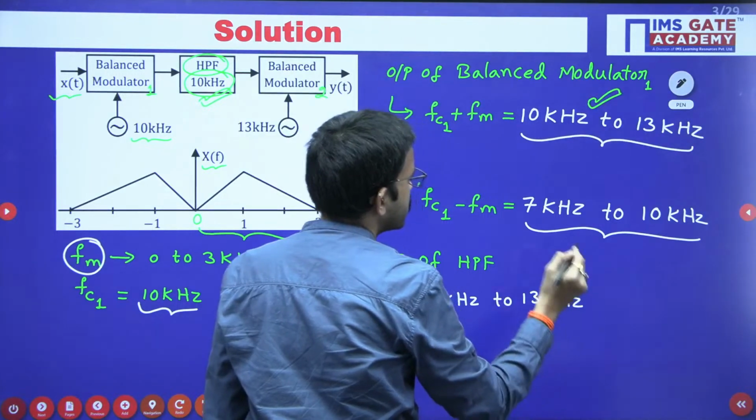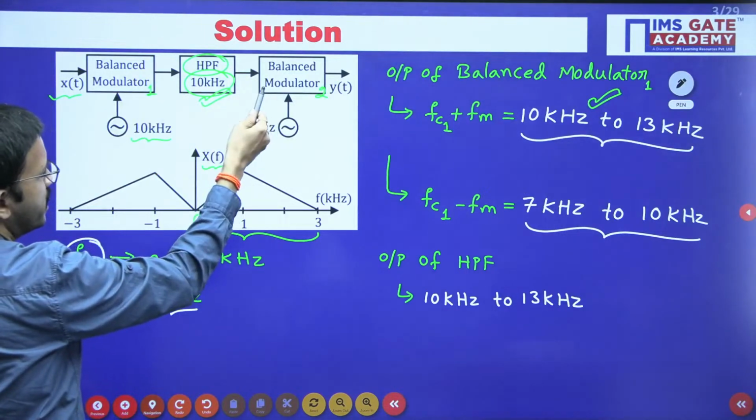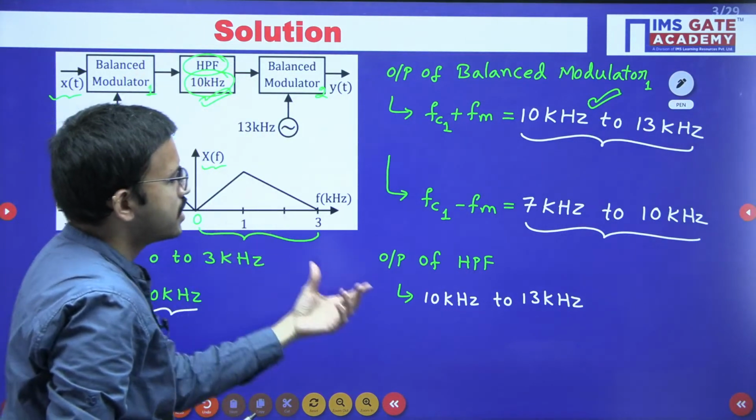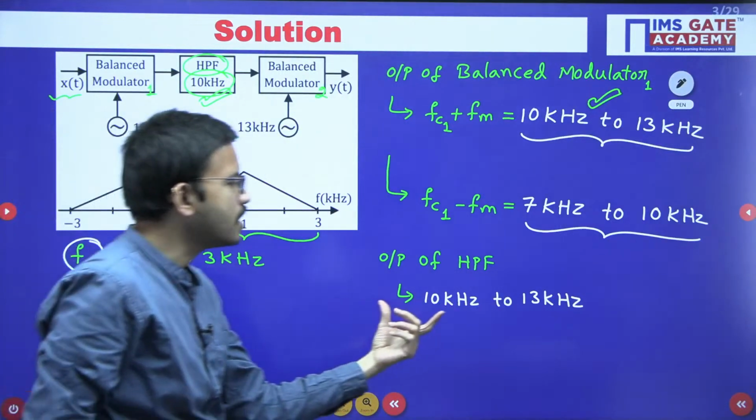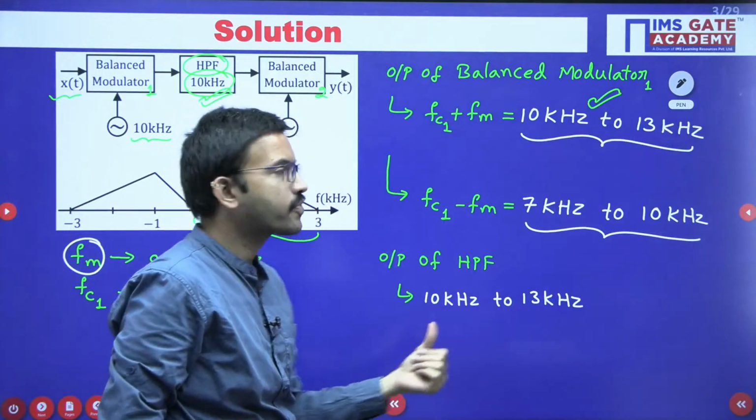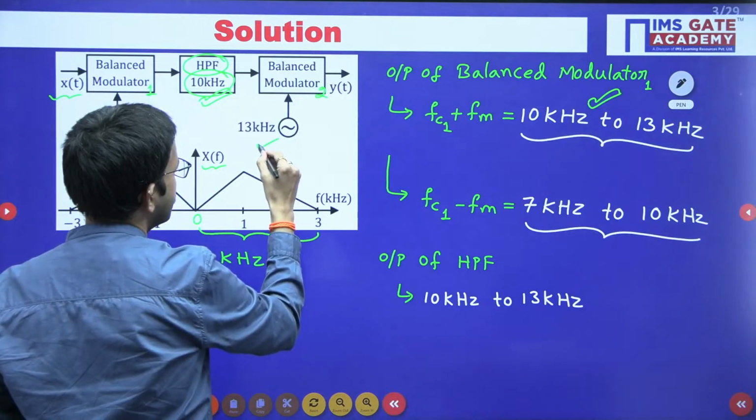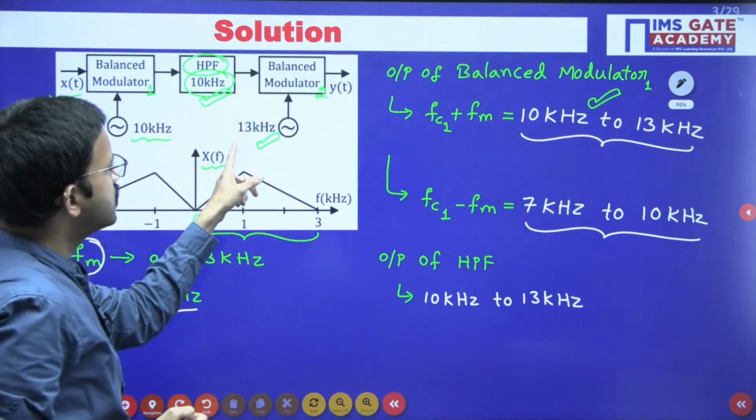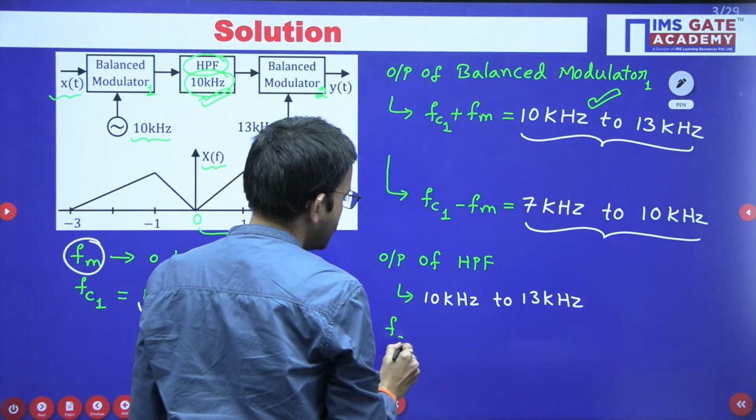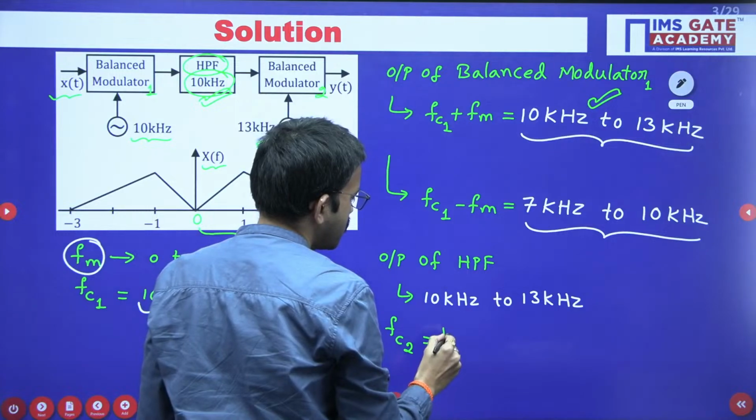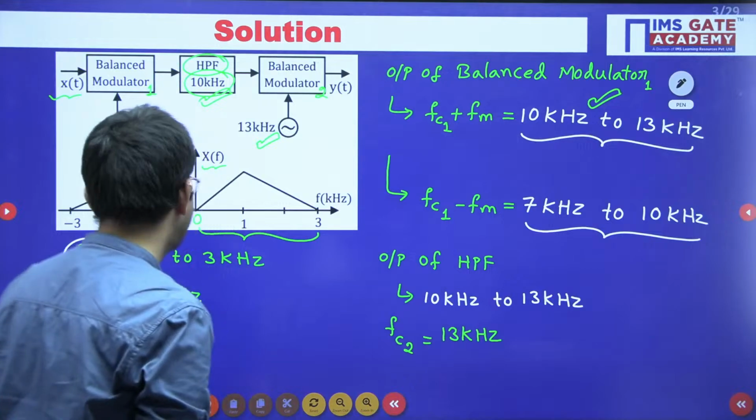Now we are having once again the same balanced modulator, but here the input signal range is different. Initially you were having 0 to 3K, but now you are having the range 10K to 13K. And this balanced modulator has the carrier frequency of 13 kHz. So in this case FC2 is 13 kHz.